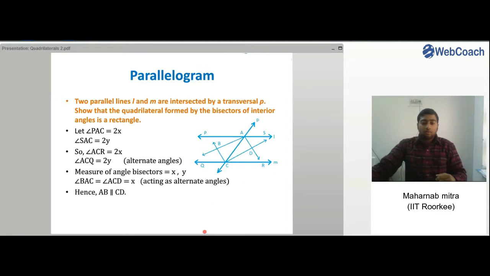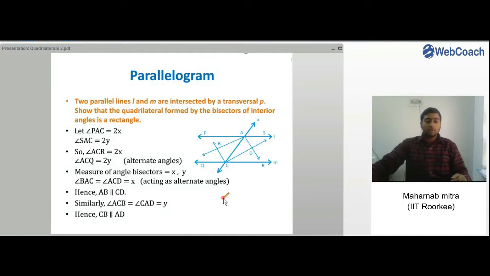And now similarly, if you see angle ACB, which is this one, and angle CAD, which is this one, these two are equal, and if the transversal is P, then the rays are CB and AD, right? So these two also must be parallel to each other, by the same rule. So we have got AB parallel to CD and CB parallel to AD, or this side parallel to this side, and separately this side is parallel to this side.